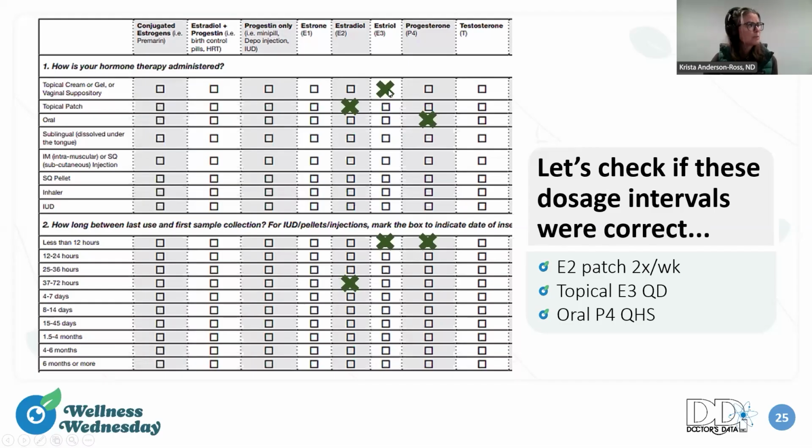With the estriol, this patient is on a topical cream, and that should be a 12 to 24 hour interval, but the patient checked the box for less than 12, so they're likely to have elevated results. And with the oral progesterone, that one's right on because the oral can be taken anytime. Even though the patient took it less than 12 hours, that's fine.